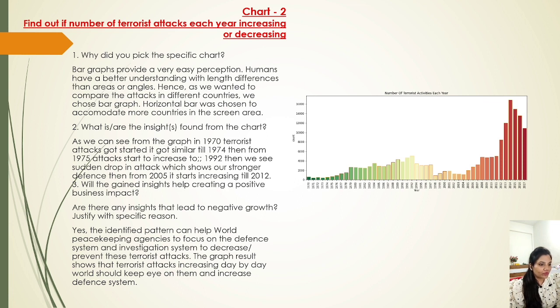So here we find the identified pattern can help world peacekeeping agencies to focus on the defense system and investigation system to prevent terrorist attacks. The graph results show that terrorist attacks are increasing day by day. The world should keep an eye on them and strengthen the defense system. Here we also see that from 2014 we got fewer attacks. So I think that our defense system is very good.